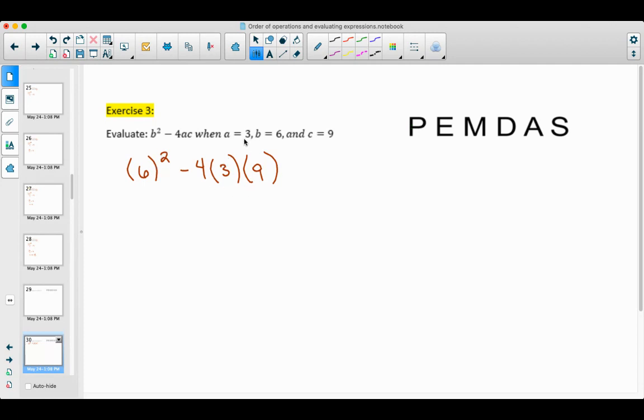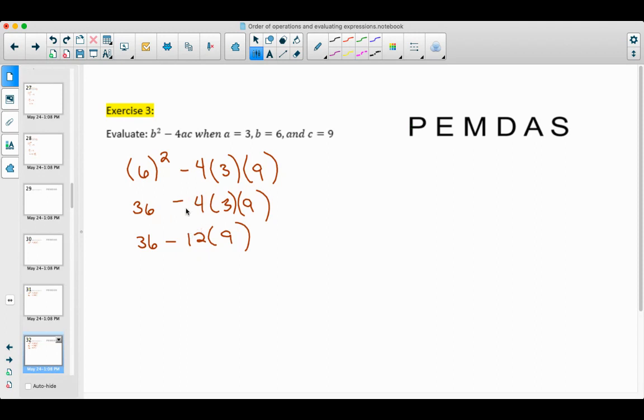Next, I'm going to evaluate the exponents. I don't have anything in parentheses that I can do. I do the exponents. That's 6 times 6, which is 36. So I have 36 and then minus all of that. Next, I'm going to multiply and divide. The first thing I'm going to do is negative 4 times 3. This is a negative 4, which gives me negative 12.